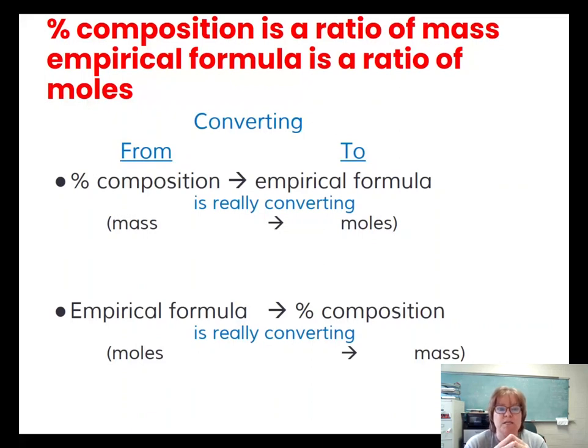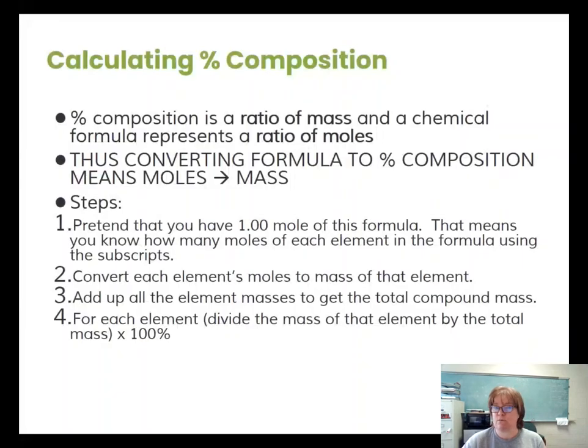Basically, we are going to be converting. If we're going from percent composition to empirical formula, we're really taking mass and converting it to moles. So I might give you the percent composition of a compound and ask, what is its empirical formula? Another way it could go is I ask, what is the percent composition of this compound? And I give you a chemical formula. In that case we're really going from moles to mass. So we've talked about this type 2 conversion, mass to moles, moles to mass, involving the molar mass. That's the mainstay of these, but there are a couple of little tricks along the way.